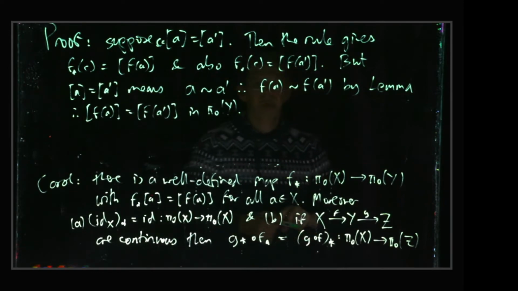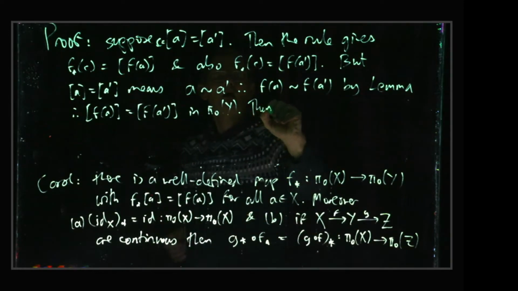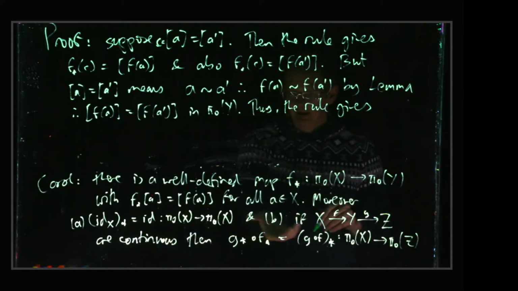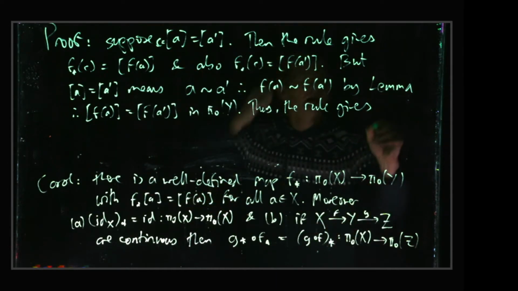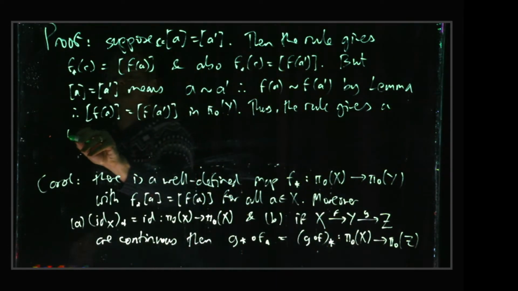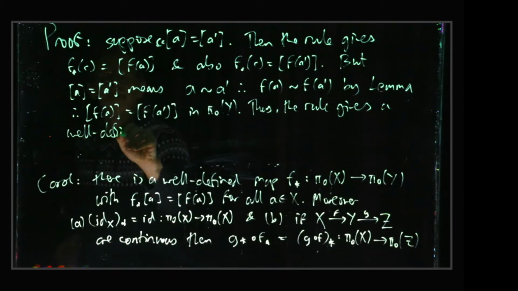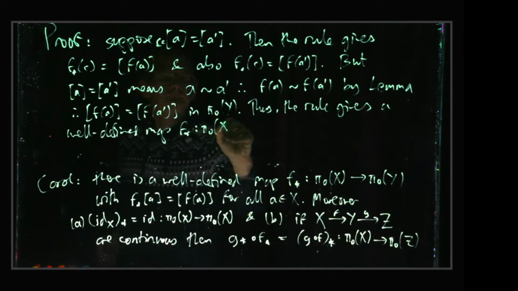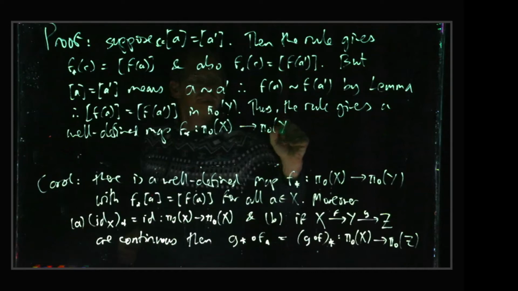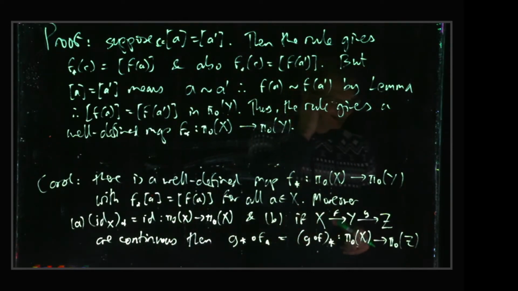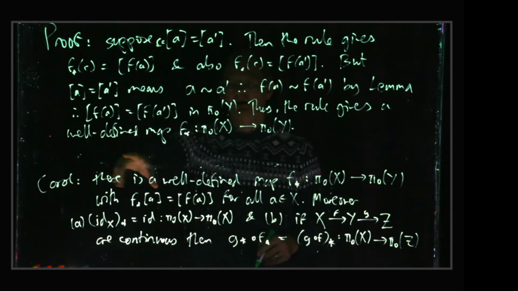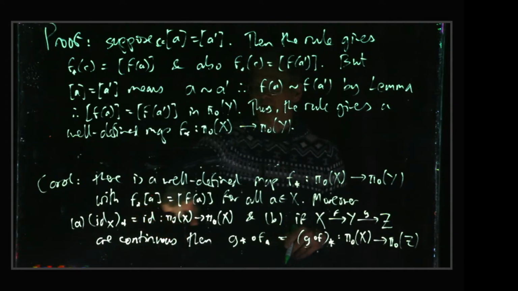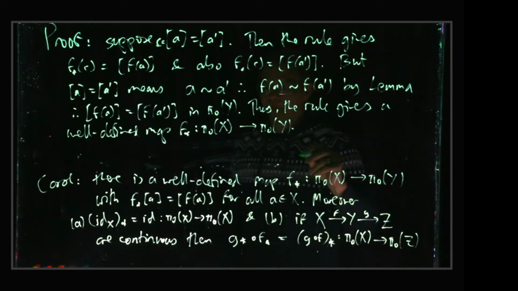So this rule that we wrote down here, f lower star of square bracket A is square bracket f of A, gives a well-defined function. That's the key point: this function is well defined by this rule, that f lower star of square bracket A should be square bracket f of A.